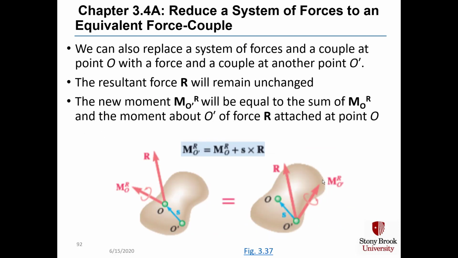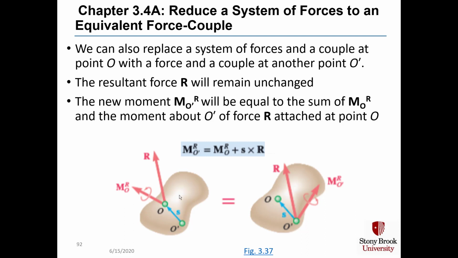We can also replace a system of forces and a couple at point O with a force and a couple at another point O prime. So we just calculated this resultant force R and vector M sub O of R at point O, and now we want to move it from O to O prime, knowing that vector s connects O prime to O. The resulting force R will remain unchanged, but now we're going to get yet another moment.